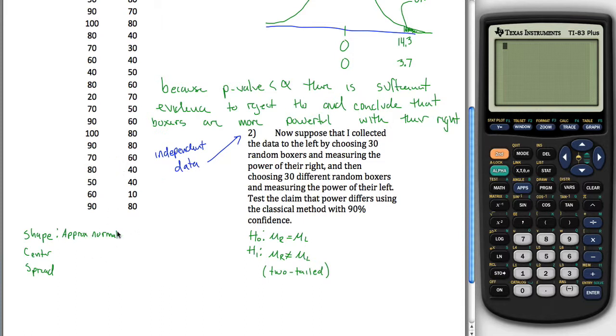That's the nice thing about independent data, that you don't have to have the same amount of each of them. So my criteria for being approximately normal is I'm going to need the number of observations in my right column to be greater than or equal to 30, and the number of observations that measure the left hand to be greater than or equal to 30. And in this case, they both are, so it's approximately normal.